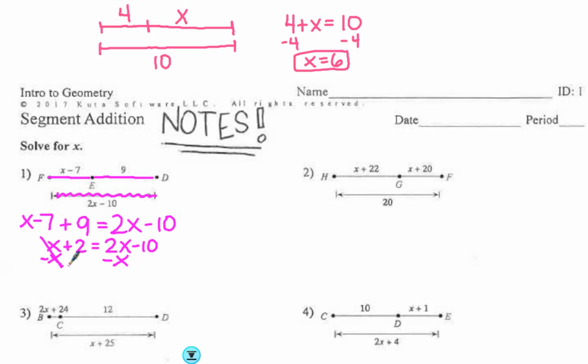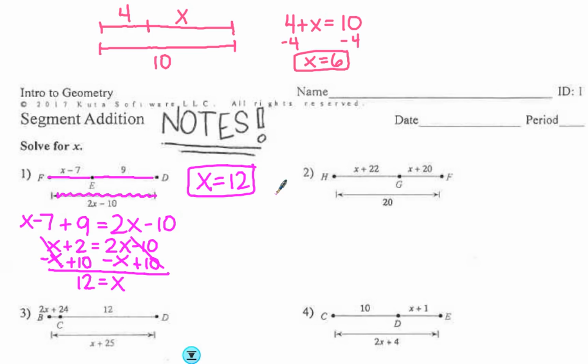Those are gone. And you also know I like to do these in the same step. You're welcome to do these in 2 separate steps if you want. But I'm going to add these 10 over to the left side and move them over there with the other numbers I had. So now 2 plus 10 is 12. 2x minus 1x is x. So I'm left with x equals 12 for my final answer.